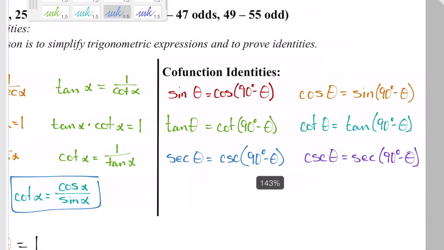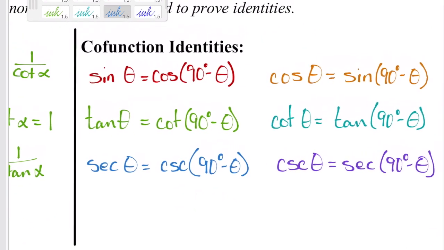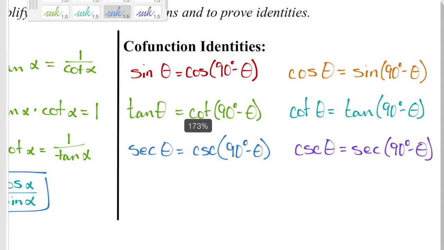So then here are cofunction identities, different ways to write sine and cosine when it comes to each other, using that 90 degrees. Same with tangent, cotangent, and secant and cosecant. Again, these are things that are given, and as we get to each of the problems, it'll be a little bit more obvious on which ones you would want to use.